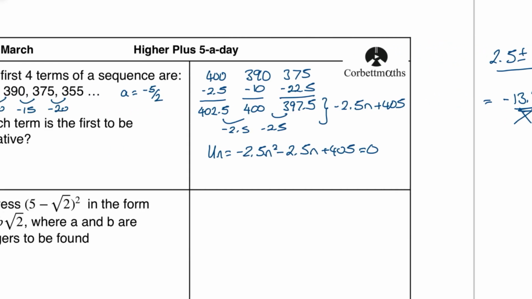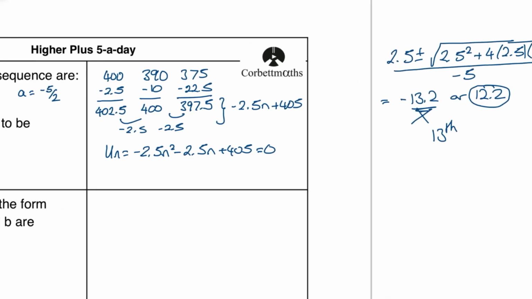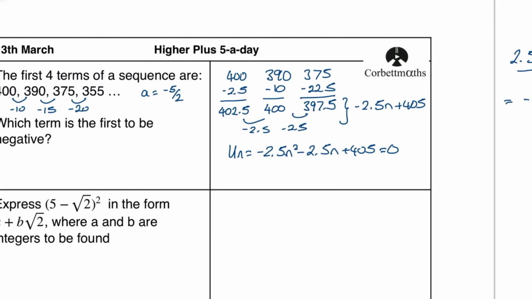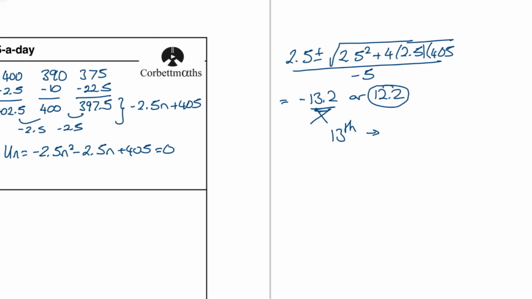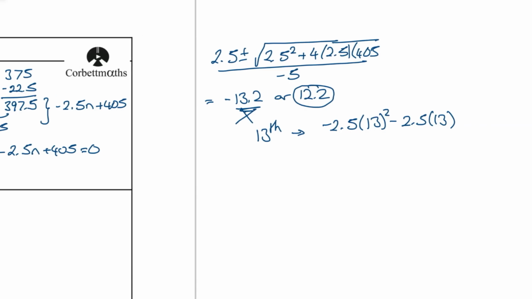Now, what does the question actually want me to do? The question says which term? Well, actually, that's right, isn't it? So which term? It's the 13th term. I think if I was in an exam, I'd probably just work out what the 13th term is, just in case it's a weirdly worded question. So I'm going to put the 13th term into un. So that's going to be minus 2.5 times 13 squared minus 2.5 times 13 plus 405. Again, calculator out, and that gives me minus 50.